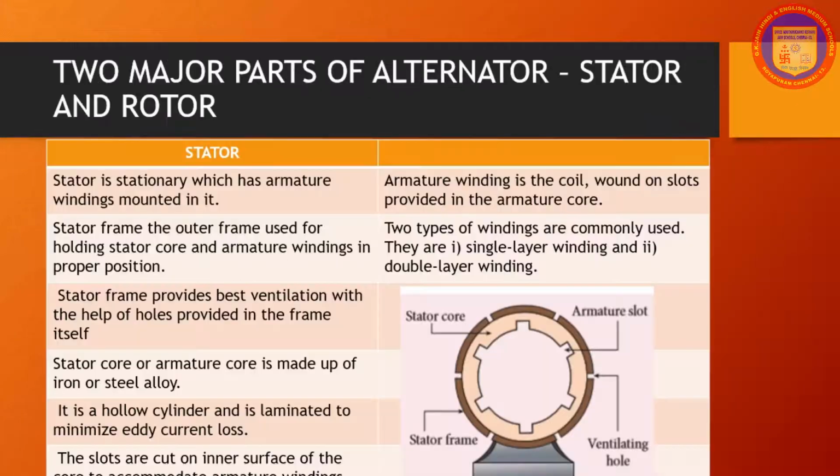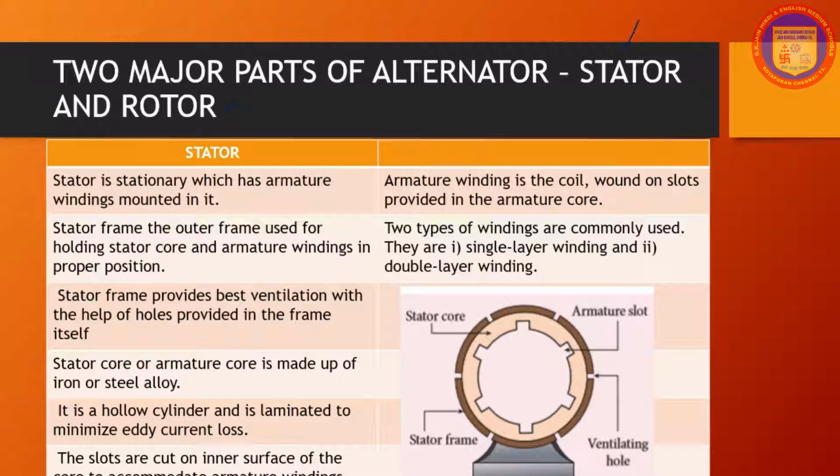Alternator consists of two major parts, namely stator and rotor. Stator is stationary while rotor rotates inside the stator. In any standard construction of commercial alternators, the armature winding is mounted on stator and the field magnet on rotor.